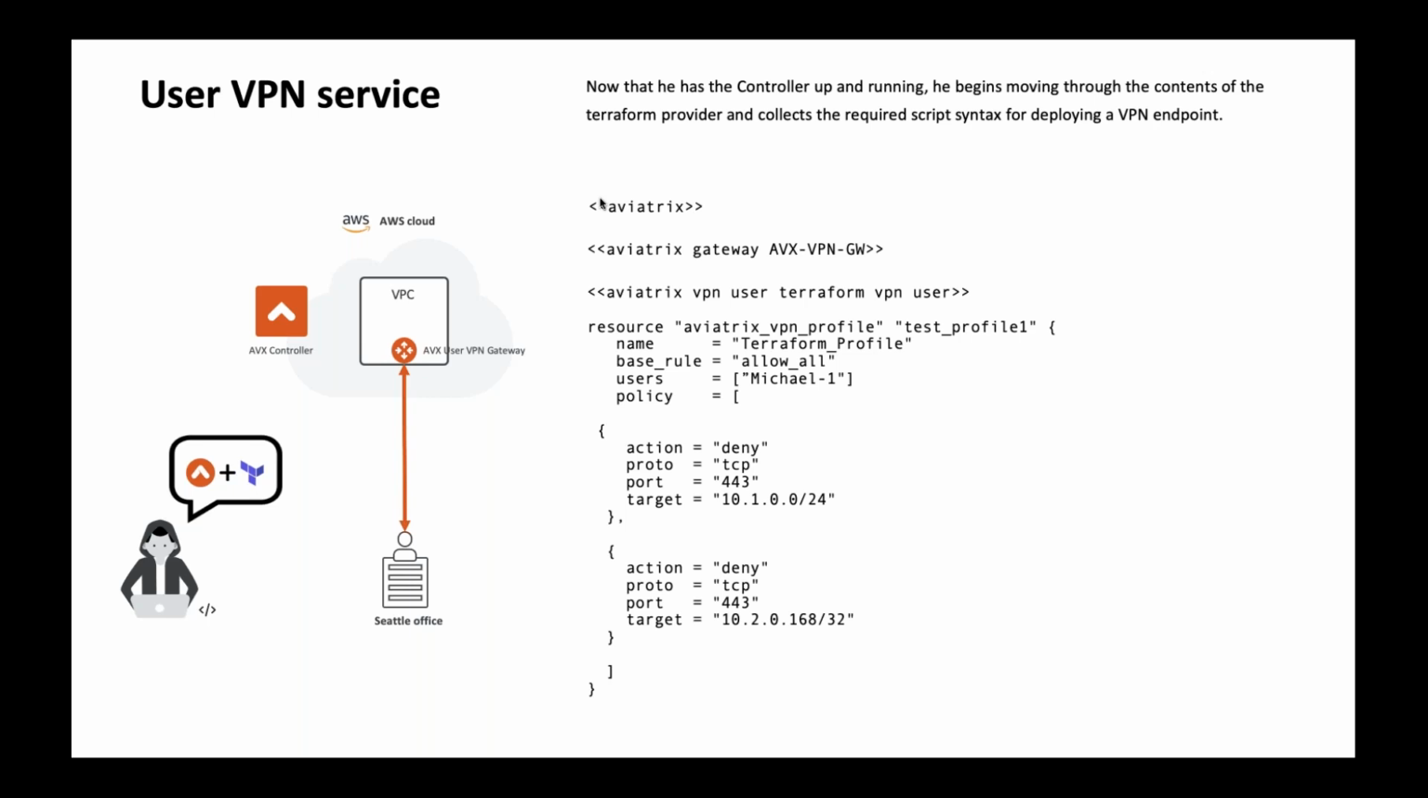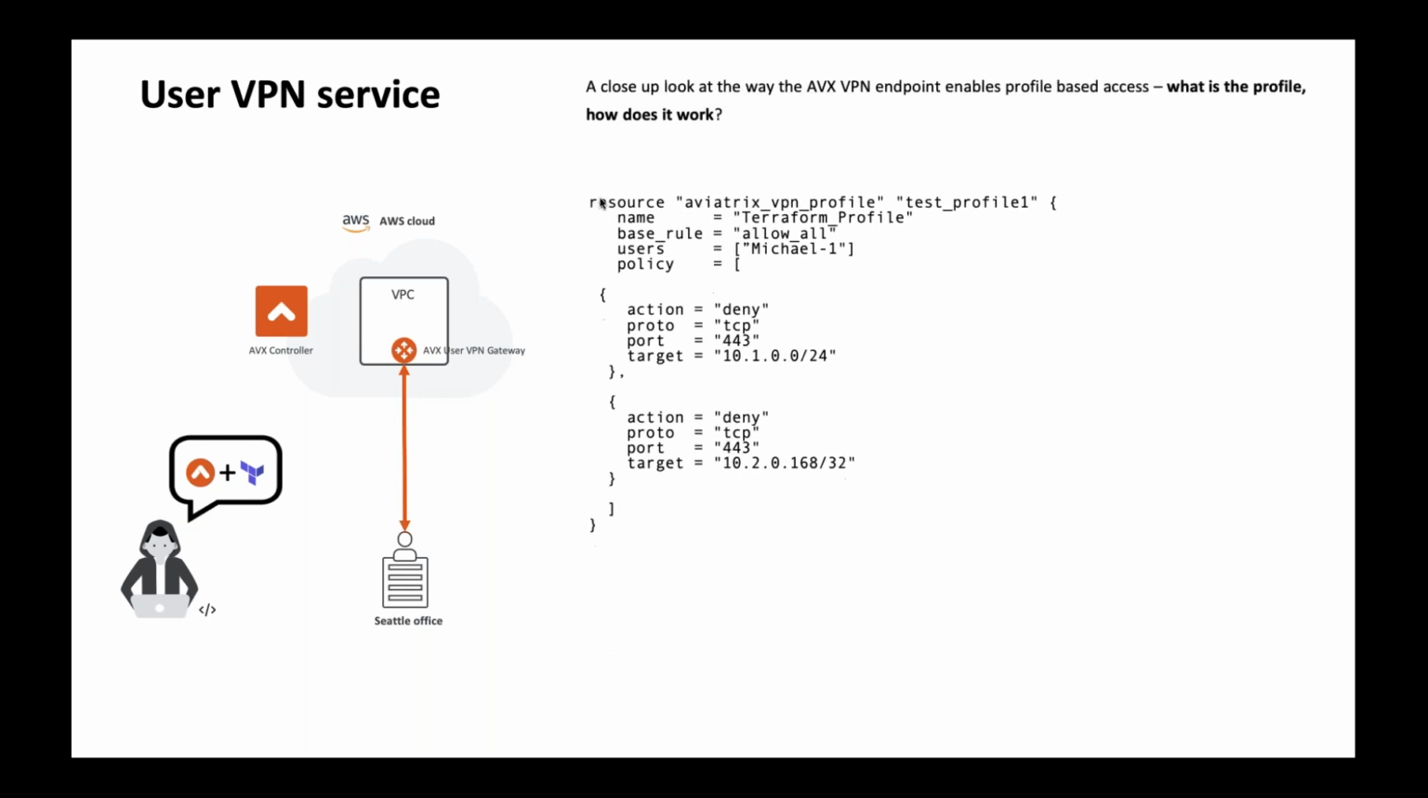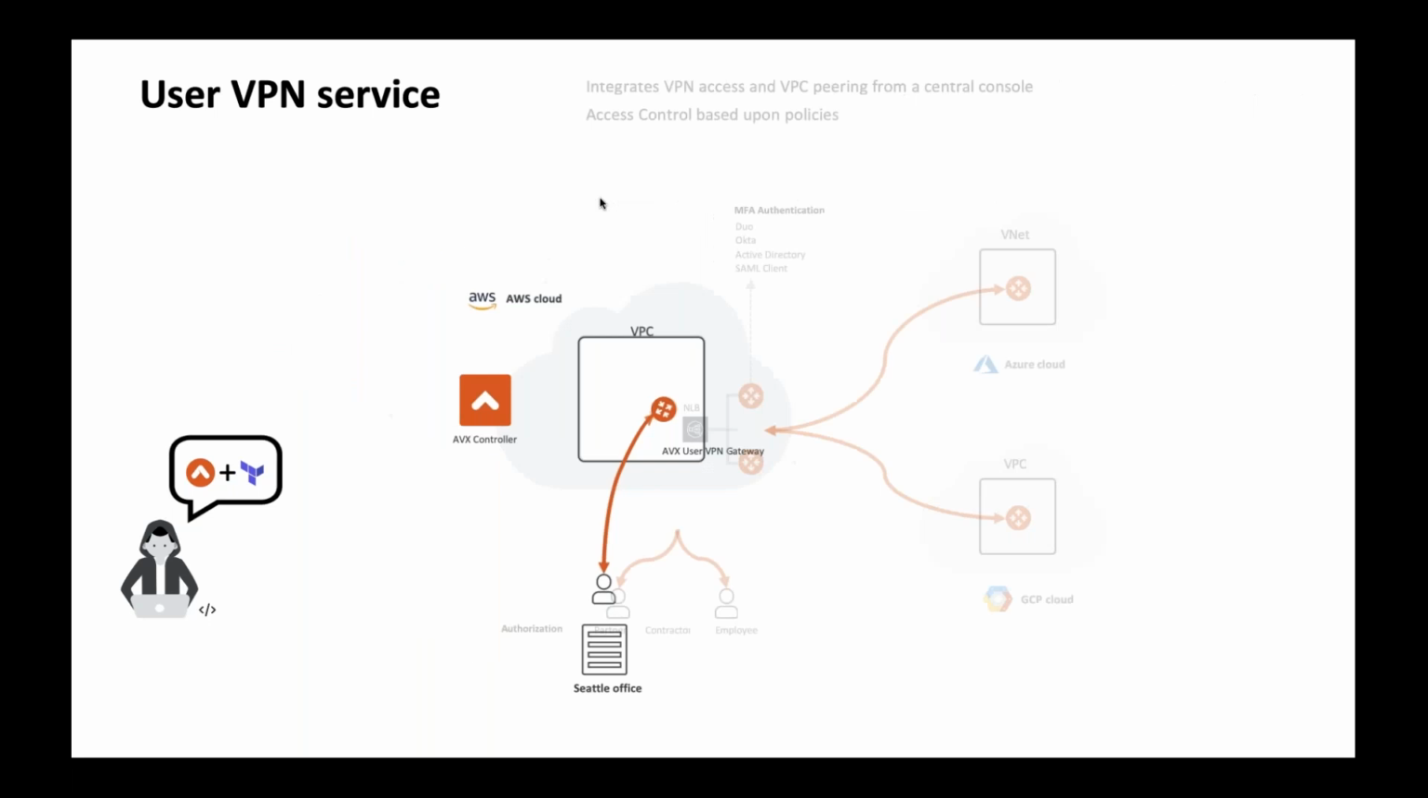So taking a closer look at the VPN profile, you'll start with a base rule, you'll pop in your username, and then you have the exception blocks, which start with an action, which will obviously be an opposite of your base rule, mapped to a port and protocol and a target CIDR range. And that is all the code you really need to get your VPN up and running.